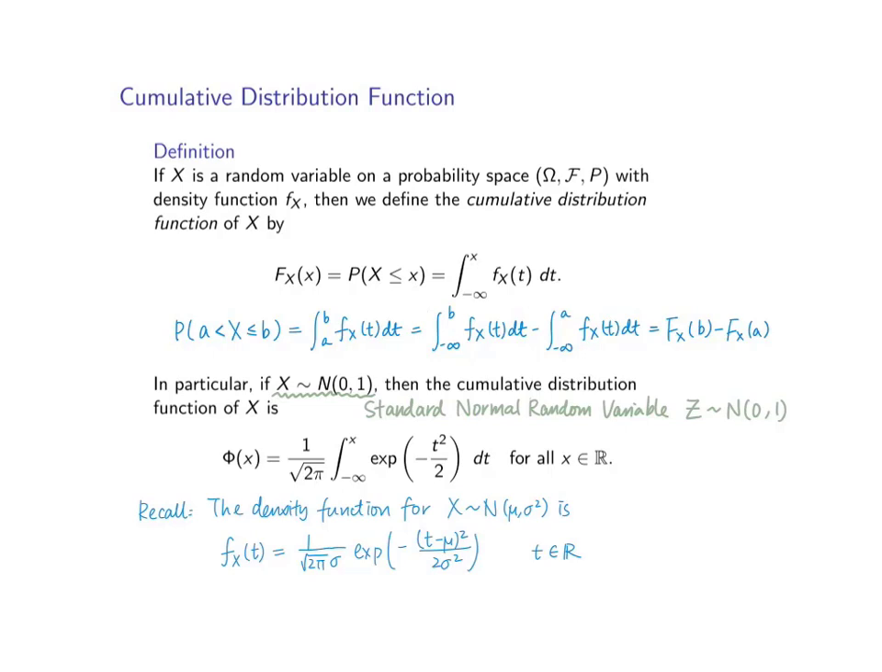Recall that if X is normally distributed with mean equals to mu and variance equals to sigma squared, then the density function is given as follows. In particular, if X is a standard normal random variable, then we have mu equals to 0 and sigma equals to 1. Then we have the corresponding cumulative distribution function. We usually use capital letter Z to represent a random variable which follows standard normal distribution, and we denote its cumulative distribution function as phi x.